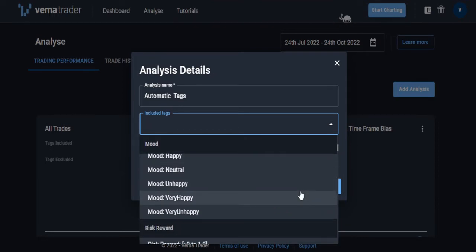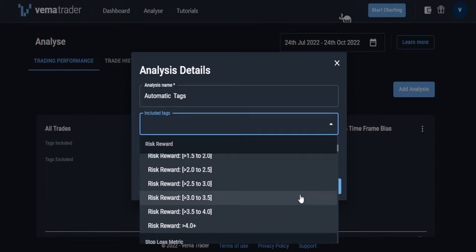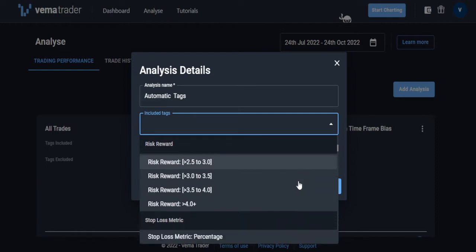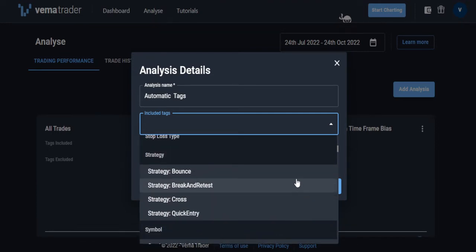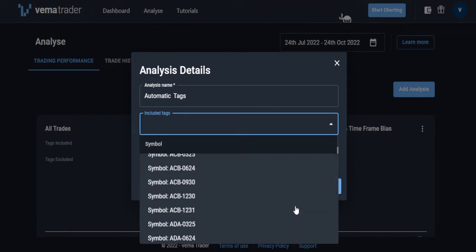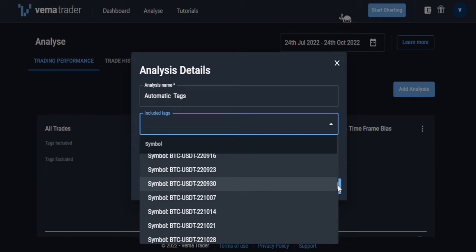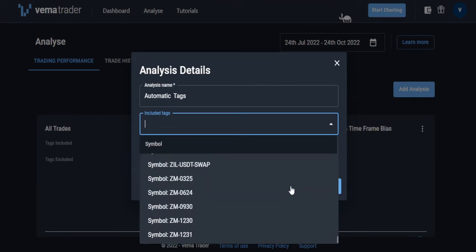Whatever you set as the mood, like we said before, that is automatically tagged. Your risk to reward. We currently tag those in ranges. You can see the ranges here. That is automatically tagged. The type of stop loss you use. The strategy you use. Symbol, like we said before. And I think, okay, there's going to be a billion symbols. I think that is it. I think symbol's the last one. Ooh, we got a couple more, even better.